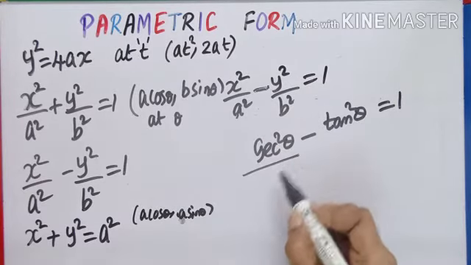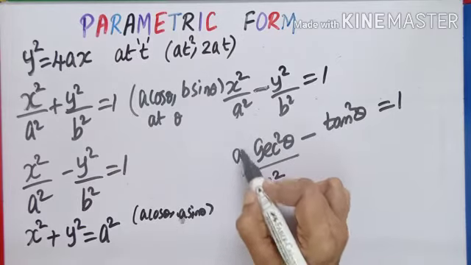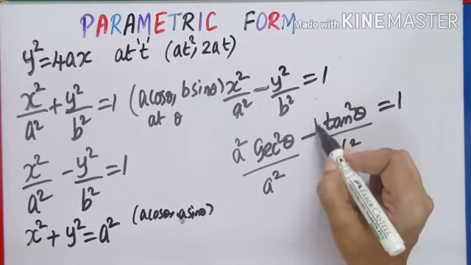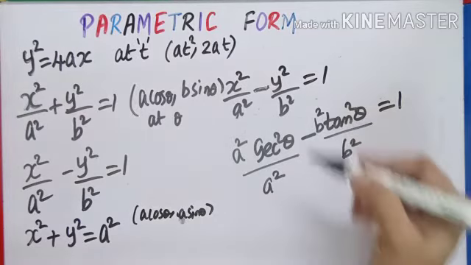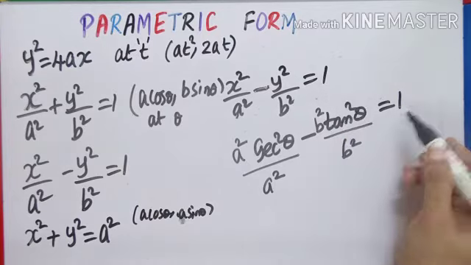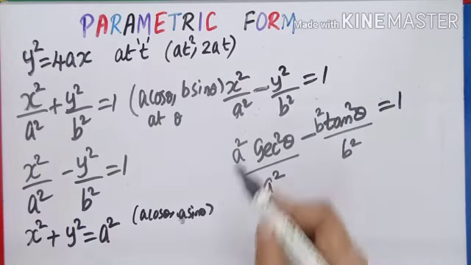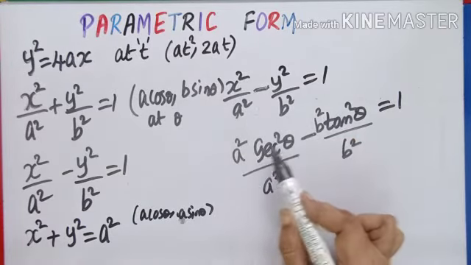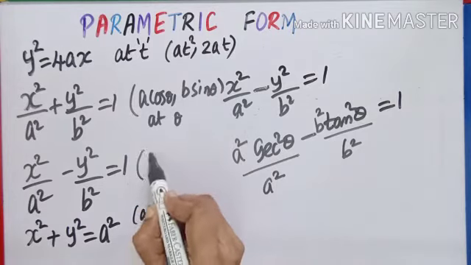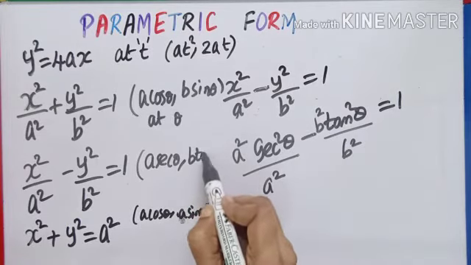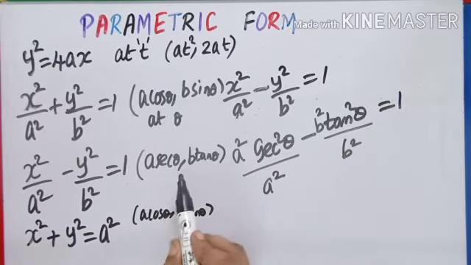Here I have by a square, so you multiply by a square. Here I have by b square, so multiply by b square. Now these two are one and the same. Right-hand side is 1. Denominator of the first term a square, second term b square. There is a minus symbol. Compare. x square is a square secant square theta. So what is x? a secant theta. y square is b square tan square theta. So what is y? It is b tan theta. And this is the parametric representation for a hyperbola.